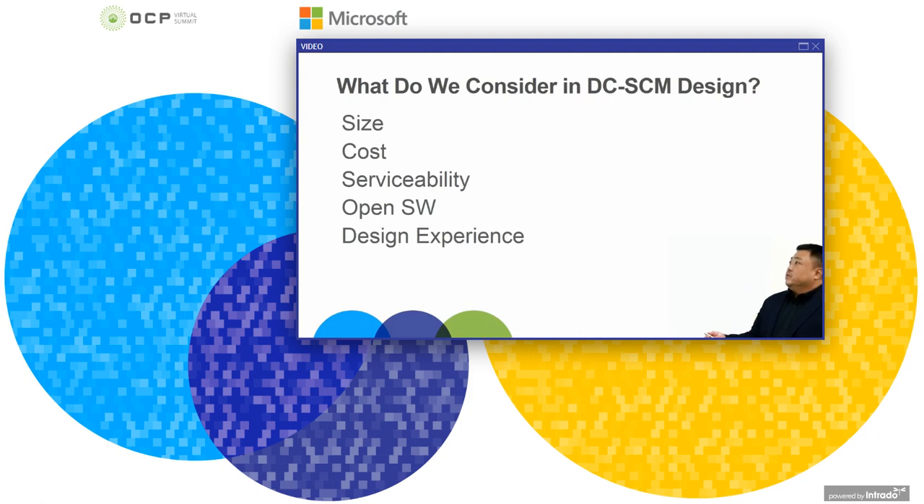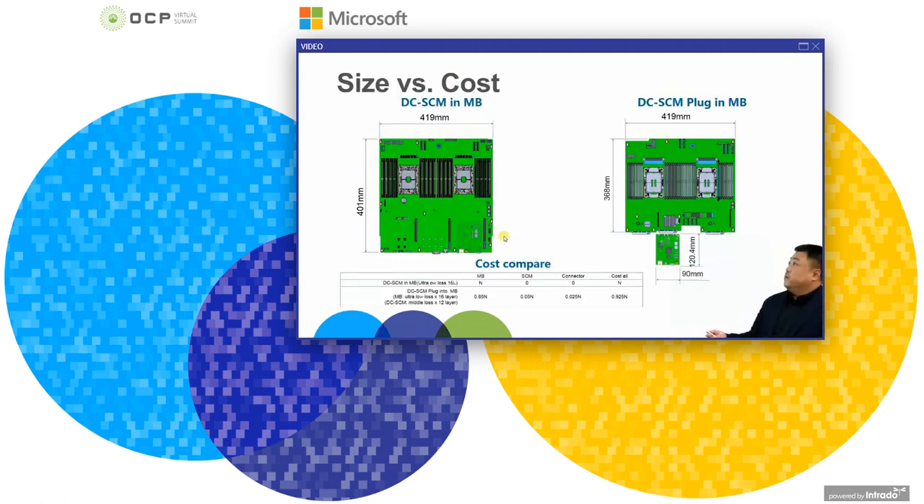What we consider in the SCM design: size, cost, serviceability, open firmware, and the design experience. How about the size and cost? If we design SCM, we can reduce around 10% PCB cost. This is because high-speed PCB material is very expensive.